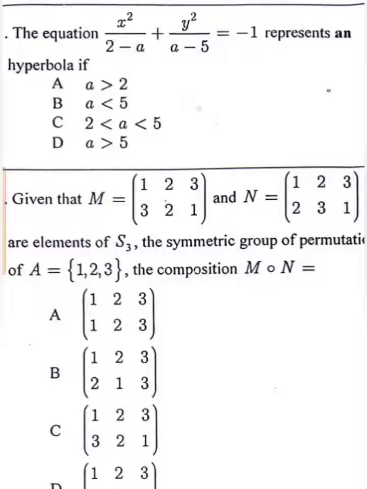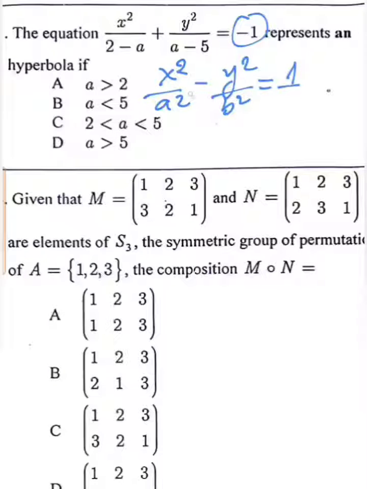In the next question, which is question 33, the equation x squared all over 2 minus a plus y squared all over a minus 5 equals -1 represents a hyperbola if, and we have these options. So to solve this question, we actually start with the standard form of the equation of a hyperbola, which is supposed to be x squared all over a squared minus y squared all over b squared equals 1. And when you compare it with what is given, you see that we need to modify. So the right hand side is not 1, but instead -1.